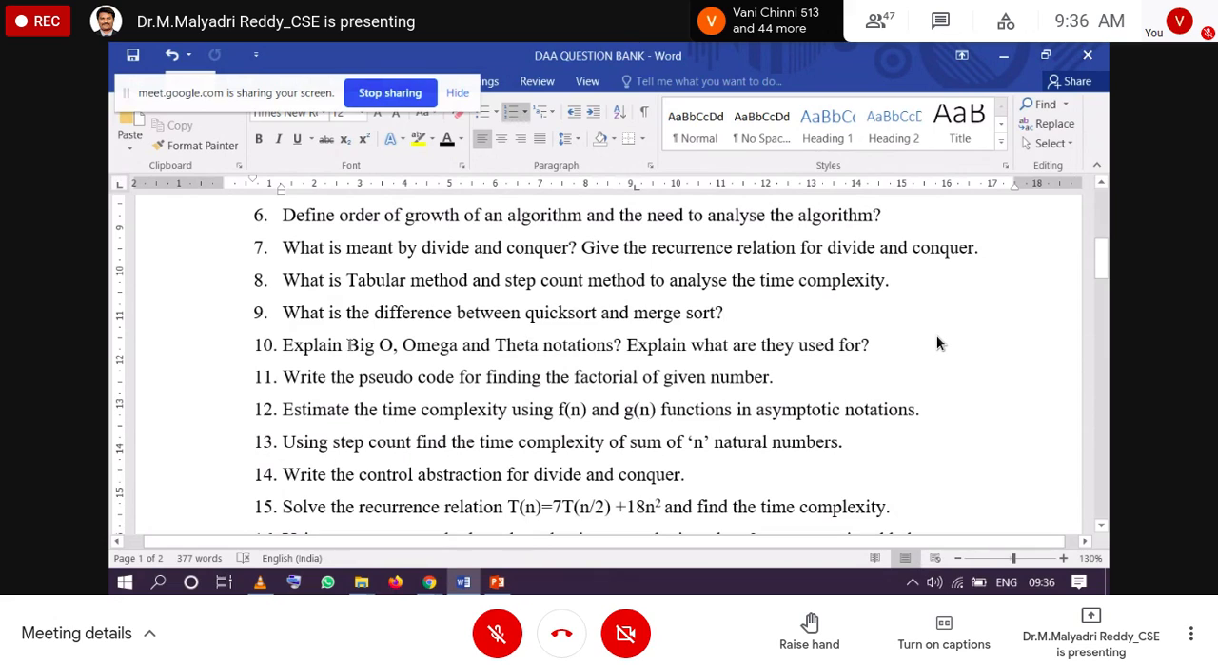So the big O notation represents the worst case. Omega notation represents the best case. Theta notation represents the average case. So these are all different variations regarding this.